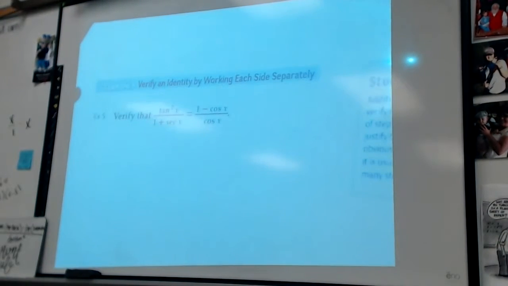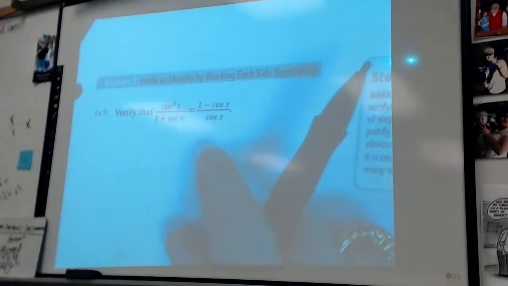Okay. One more, and then y'all get to do something. Now you'll notice that the heading here says verify an identity by working each side separately. What that means is we kind of have two complicated things going on here. We've got a fraction on both sides. So what you can do is take one side and simplify it as far as you can, then take the other side and simplify it and see if you can get what you got with the first side.